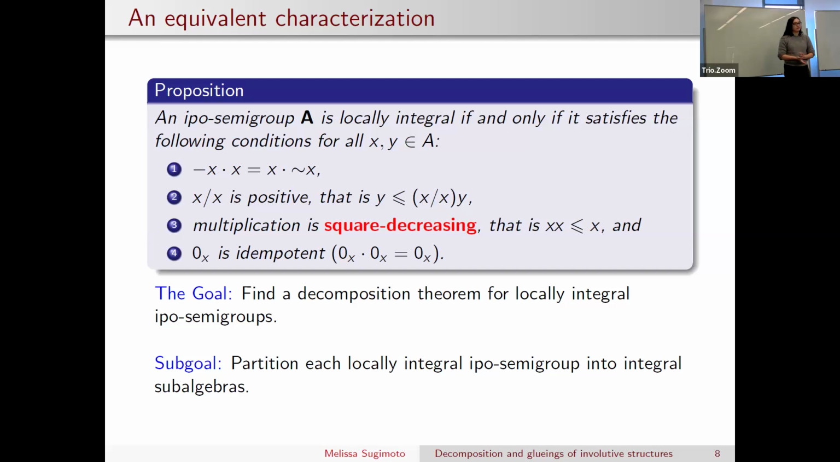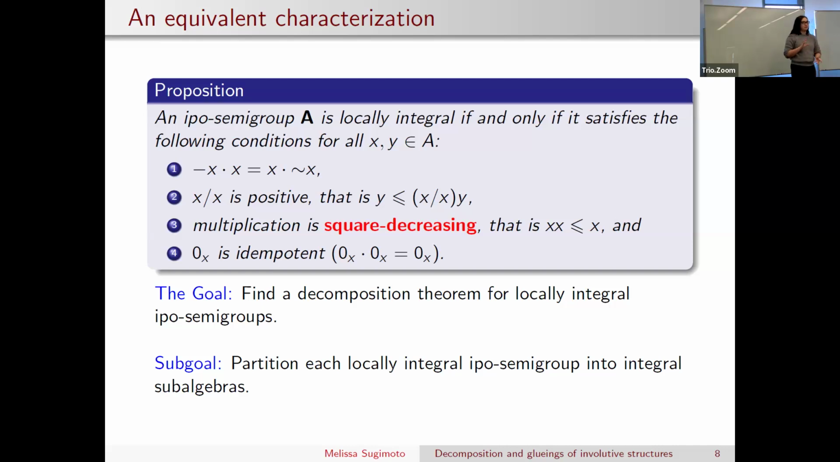And if we have all four of those things, this is exactly equivalent to satisfying the conditions from the previous slide. So sometimes I still think of these instead. Sometimes, knowing things like square decreasing has been useful for me to work with these objects.